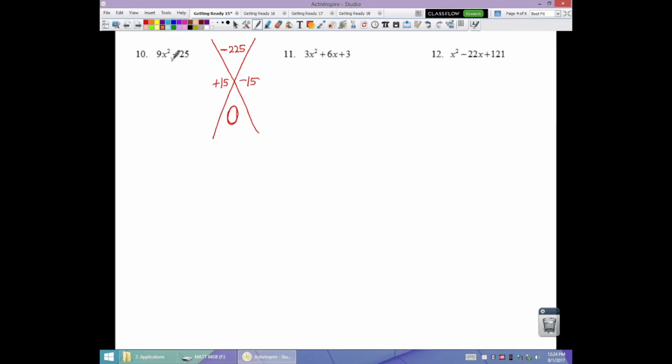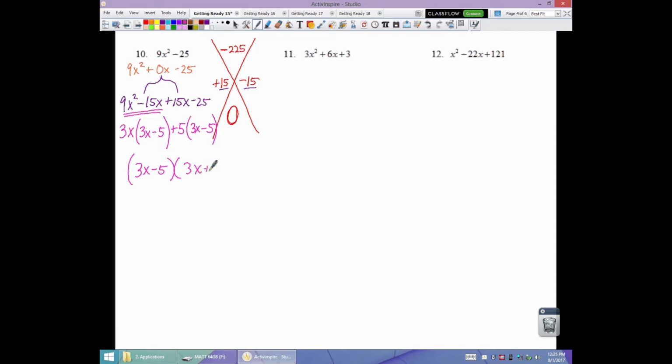Now, that would mean splitting up the middle term, and I don't have a middle term. Really, this is like 9x squared plus 0x minus 25. So I'm replacing the 0x with 15x and -15x. All right, so 9x squared minus 15x plus 15x minus 25. So what can come out of those first 2 terms? 9 and 15 both contain a 3. Each term has an x. 3x times 3x, 3x times -5. Here, out of 15x and 25, I can remove a 5 and be left with 5 times 3x times -5. So my factors are 3x minus 5 and 3x plus 5.